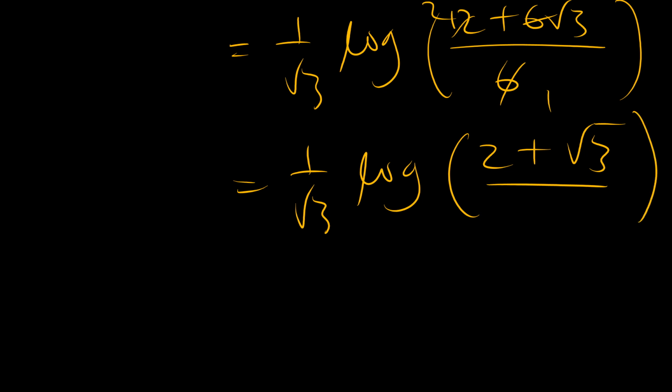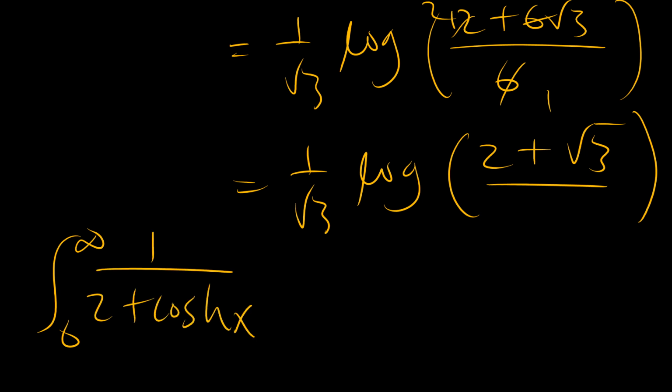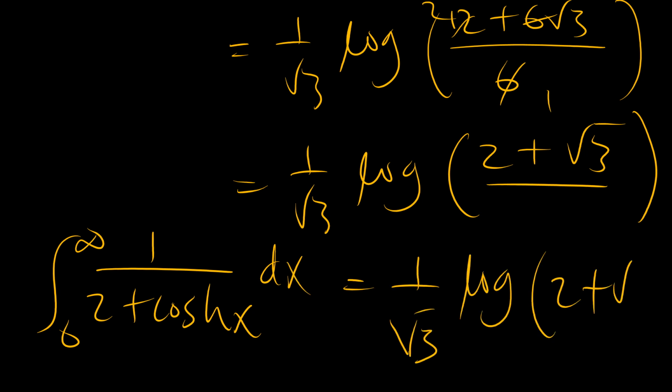Okay, so in other words, our integral from x equals 0 to x tending to infinity of 1 over 2 plus cosh x is equal to 1 over root 3 natural logarithm of 2 plus root 3, and that there is our answer.